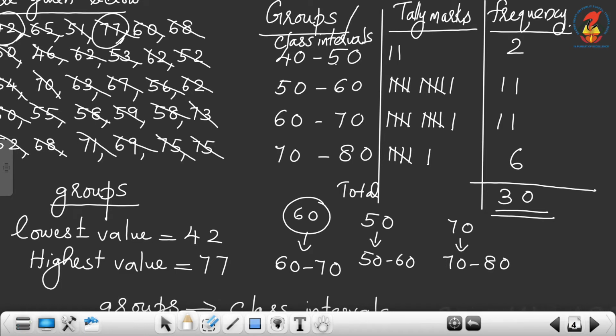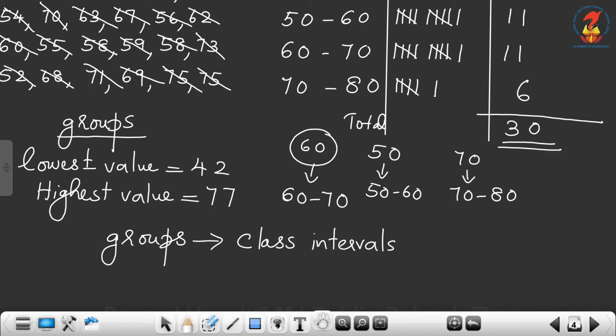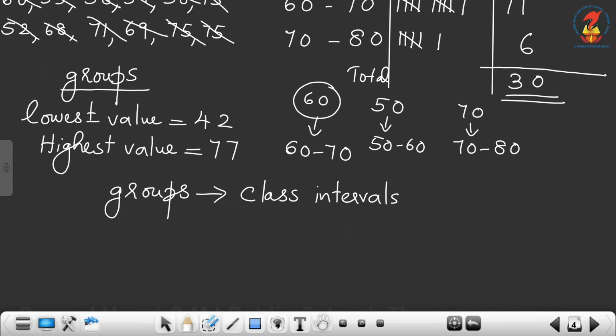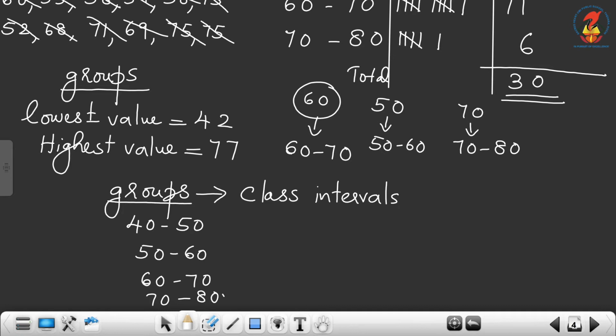These groups are known as class intervals. Now how many class intervals are there? Here we can see 4 class intervals. The groups here are 40 to 50, 50 to 60, 60 to 70 and 70 to 80. These groups we can call class intervals, so instead of writing groups, from now onwards we will write class intervals.